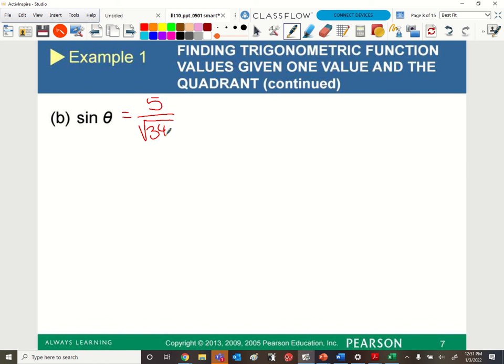Can I leave it like that? No. What's that called? Rationalize. Rationalize. See? You knew it. Just beat you to it. So right here, square root of 34 times square root of 34. So on top, I multiply straight across. 5 square root of 34 over 34. There we go. Is that easy now? Yeah. You guys feel pretty good about that now? Okay, good. This next one.